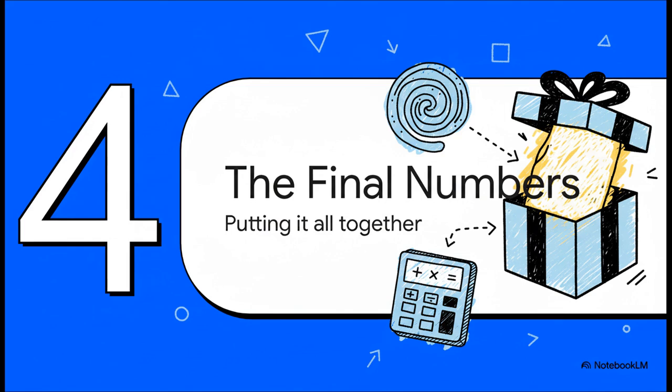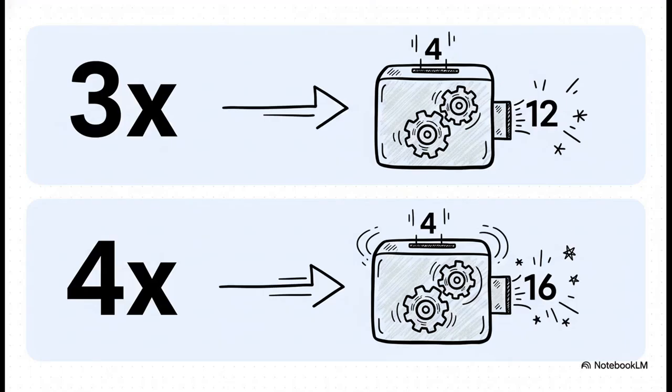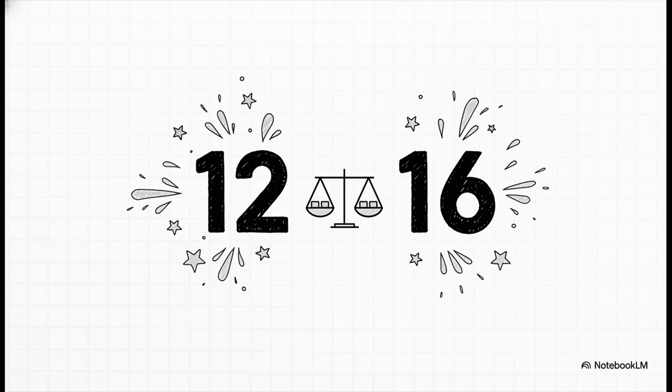We just take that value we found for x, which was 4, and plug it back into our original expressions, 3x and 4x. So, for the first number, we have 3x. That becomes 3 times 4, which is 12. And the second number was 4x, so that's 4 times 4, which gives us 16. And there you have it. The two original numbers are 12 and 16. And yep, if you check, 12 to 16 is a 3 to 4 ratio.